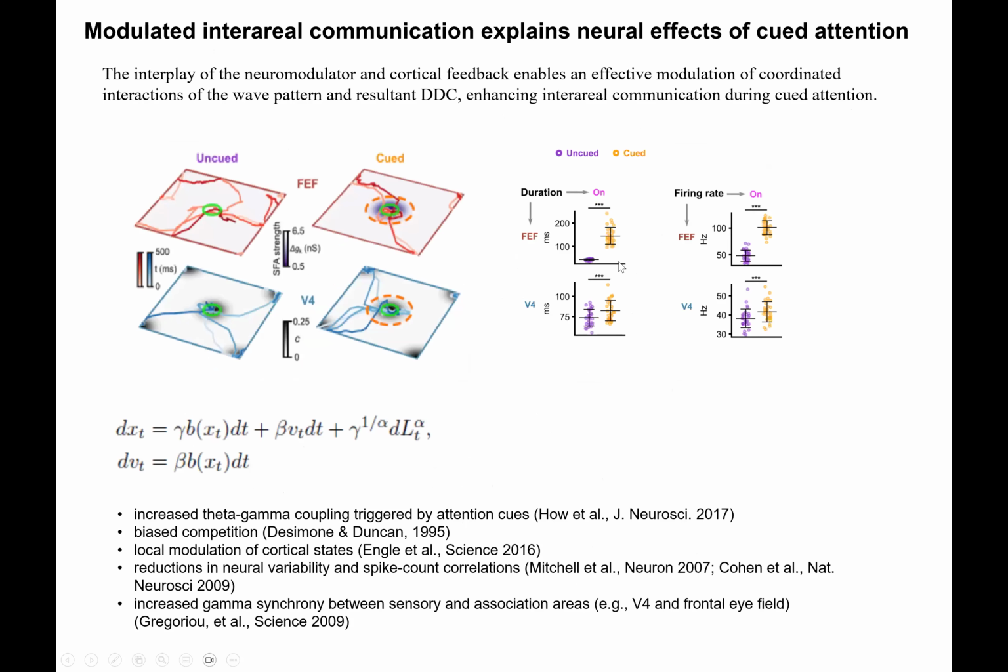And of course, the model can explain other phenomena found in experimental studies, in terms of local modulation of cortical states, reduction of neural variability, spike count correlations, and so on. So this all can be formulated based on that mathematical model.